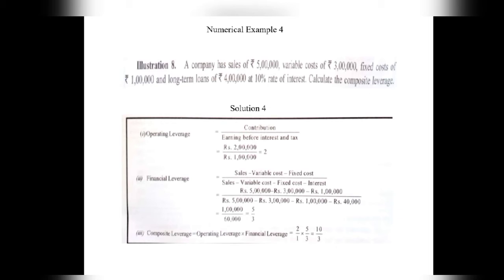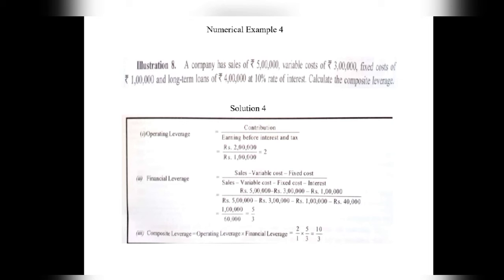Then the EBIT or earnings before interest and tax or operating profit. So that is calculated by deducting the fixed cost from contribution. So the contribution is 2 lakhs and the fixed cost is 1 lakh. So the EBIT or earning before interest and tax is rupees 1 lakh. So the operating leverage will be rupees 2 lakhs divided by rupees 1 lakh, that comes to 2.